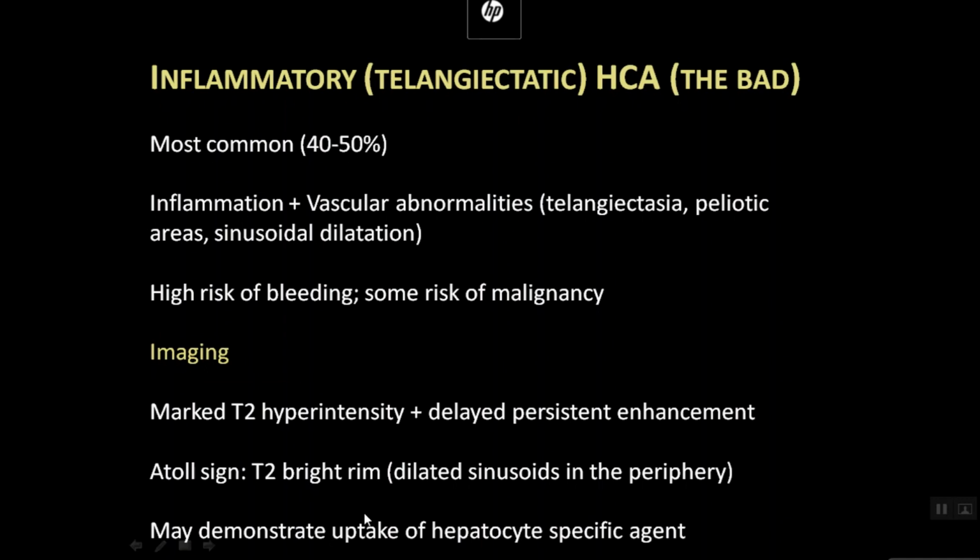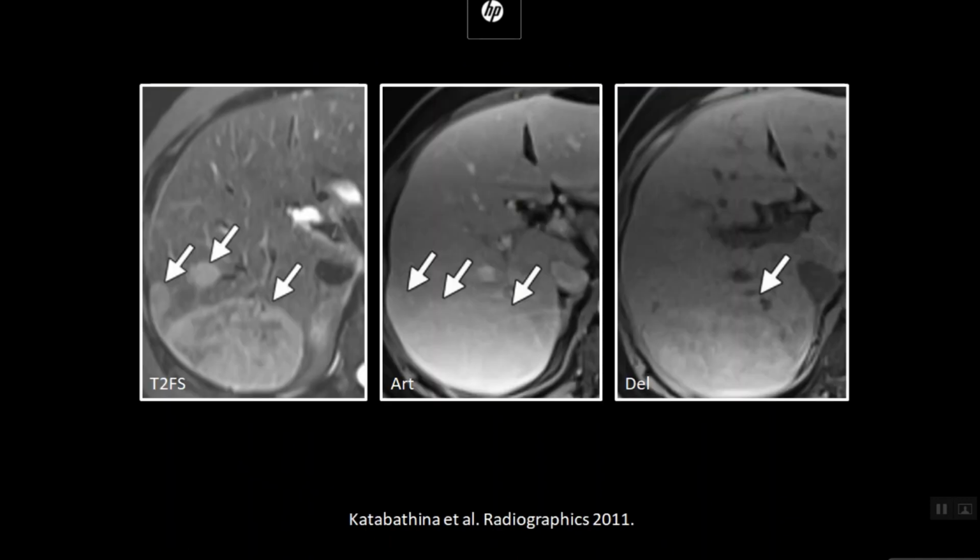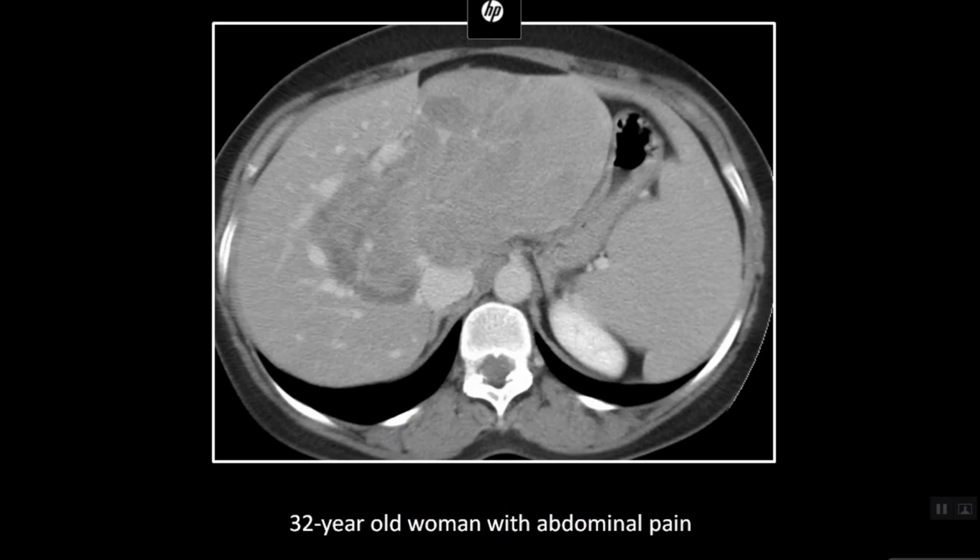Now the problem is, this can also sometimes show uptake of hepatocyte contrast. So FNH is not the only thing. Sometimes an adenoma, this particular adenoma, can show uptake of hepatocyte contrast, okay? Okay, so this is your T2 bright lesion, which is showing persistent enhancement on a delay. So this is an adenoma. Okay, it's bright as I said, but not super bright, right? So, but this is your classic inflammatory adenoma.